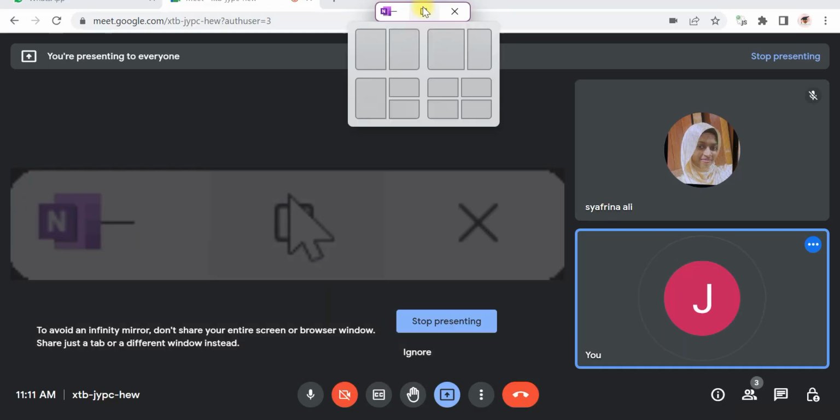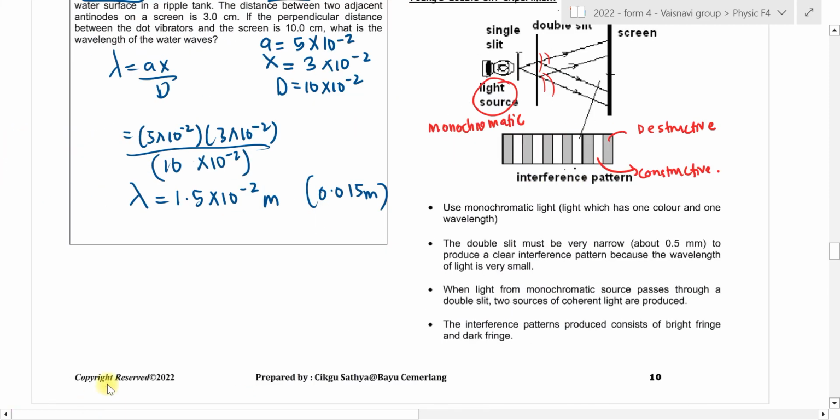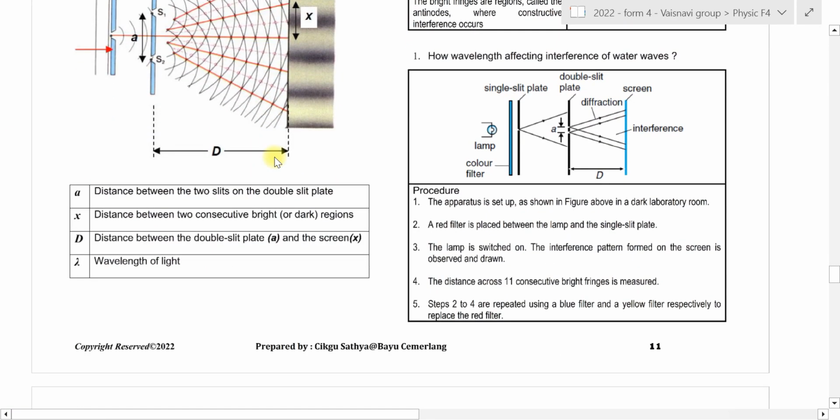Sebab yang ni pun dia akan menghasilkan cahaya. Yang ni wave, light wave. This one also light wave. So they overlap and produce interference pattern. So jadi double slit ni berfungsi sebagai coherent source. Okay. The interference patterns produced consist of bright fringe and dark fringe, which is alternately produced lah. Okay, baik, ni contoh dia.